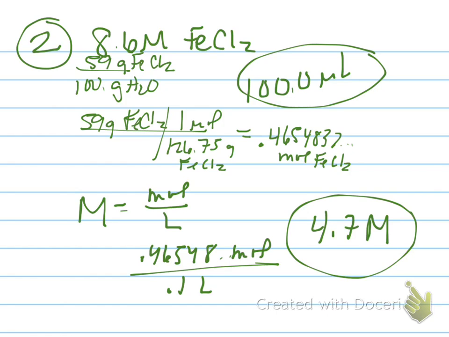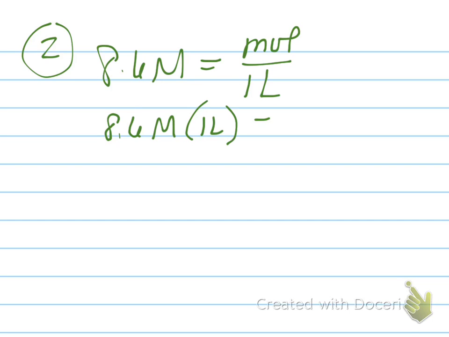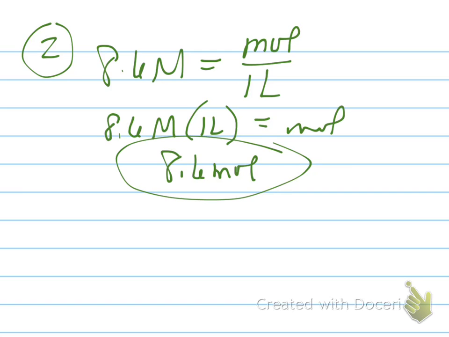Does anybody want to see the other way? I do. You do? Okay. So, if we have an 8.6 molar solution, we know that molarity equals moles over liters. That means if we have 1 liter, 8.6 molar times 1 liter equals moles, we have 8.6 moles of solute. Okay, well, that's 1 liter of solution.